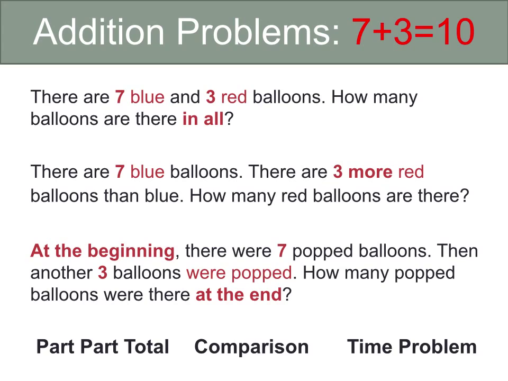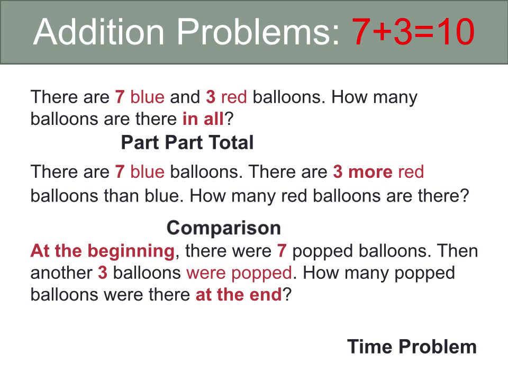The first problem we assign to a group of the problems dealing with parts and their total, because the problem discusses independent parts and their total. The second problem belongs to the group of comparison. It discusses 2 independent parts, comparing them. And the last problem deals with changing of the number of popped balloons. We assign this problem to the group of time problems.